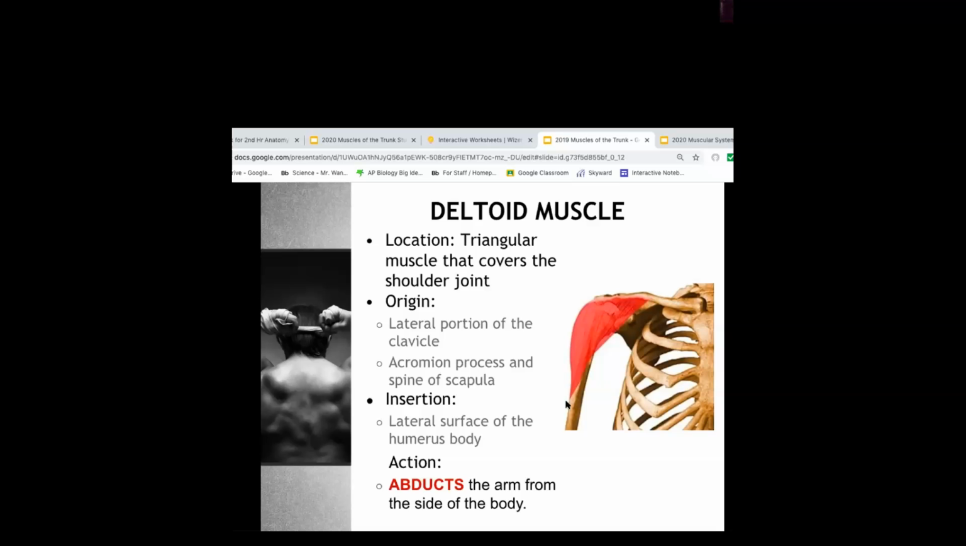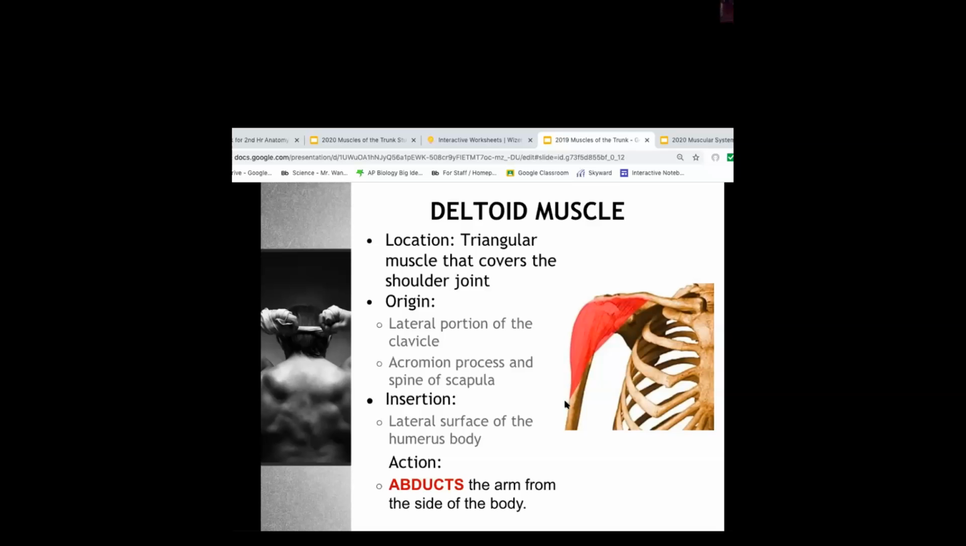So if you had some dumbbells and you were lifting them, I don't know what this is called. Is this a fly? Anyways, that would be an abduction. Children are abducted from home. They're taken away. Some people may say they were abducted by aliens. They were taken away, right? So abduction is taking a body part away.